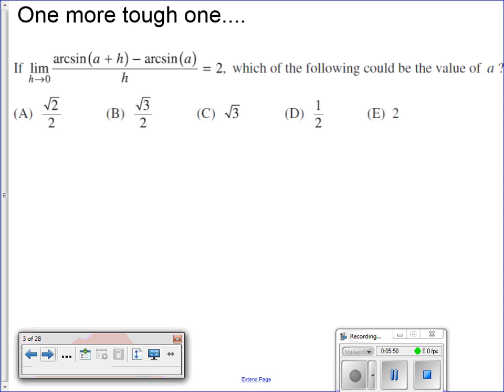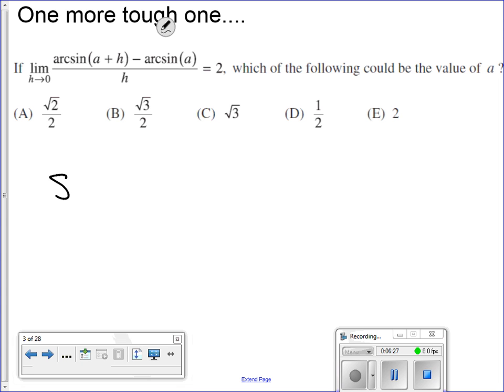Here they don't ask you for the limit. They actually tell you that the limit as h approaches 0 is 2, and you've got to find the value of a. You don't know what the derivative of arcsine is? One minus x squared in the denominator. So the function is arcsine.